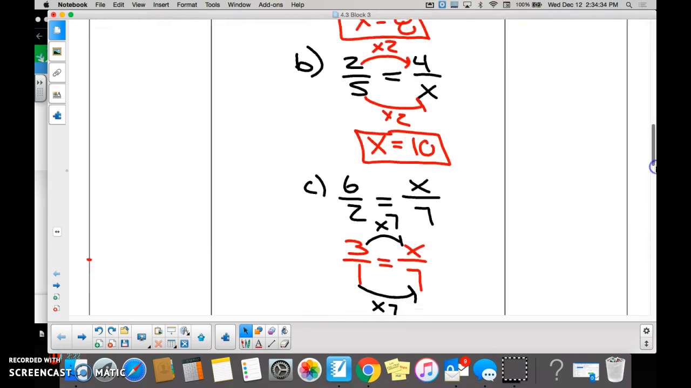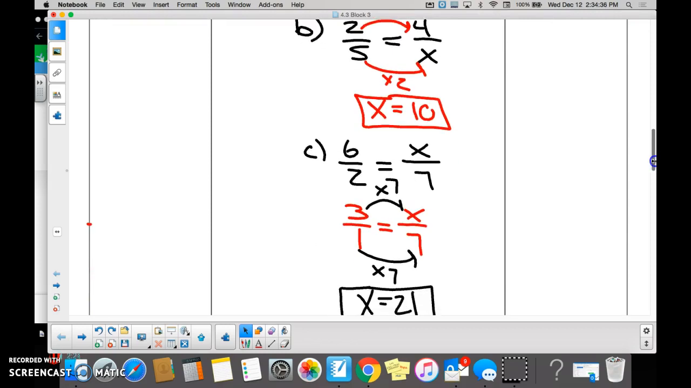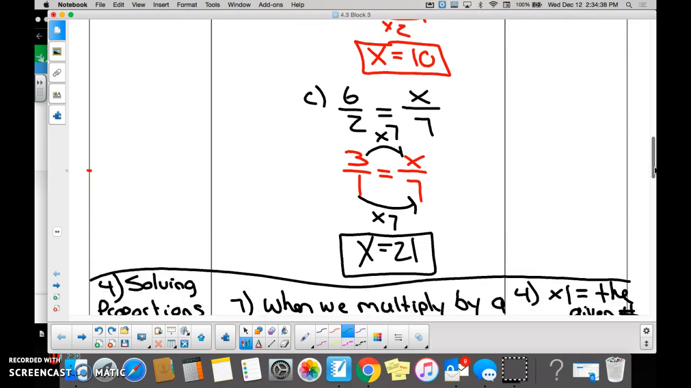C got a little trickier in the fact that we had to go from 2 to 7. Is it easy to go from 2 to 7? No. Those are not very friendly numbers. So what we did is we looked at this ratio to see if we could do what to it? Reduce. Does 6/2 reduce? Yes. So we reduced it to 3/1.